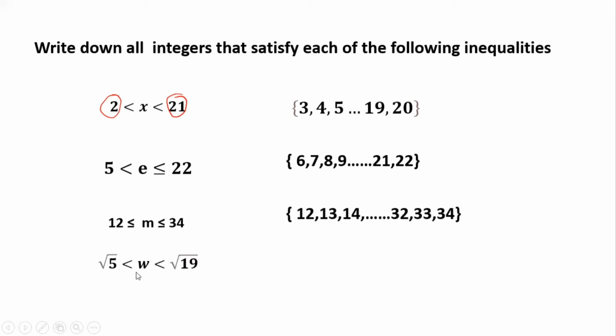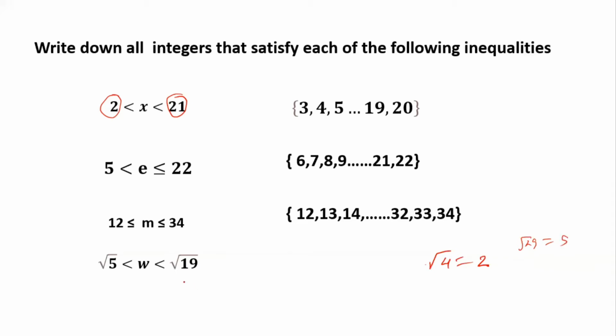One last, root 5 is less than W less than root 19. Okay, now root 5. So which is the perfect square near to 5? It is 4. So root 4 is equal to 2, right? And W is going to take the values which are greater than root 5. So the next greater than root 5 is root 9, right? The square root of 9 is 3. And greater than root 19, it is root 25, and root 25 is 5.